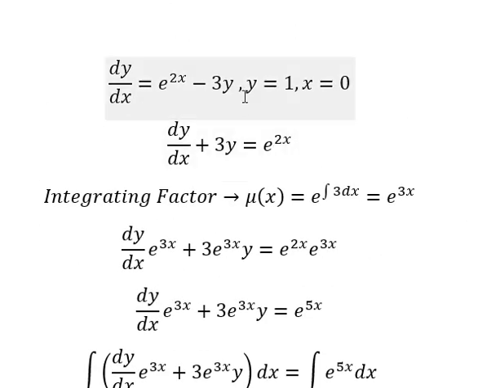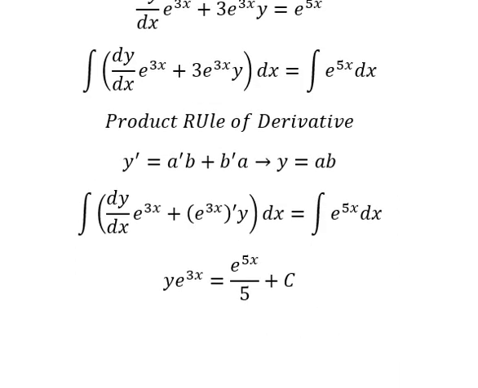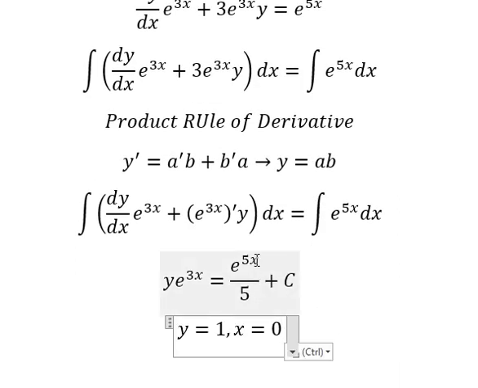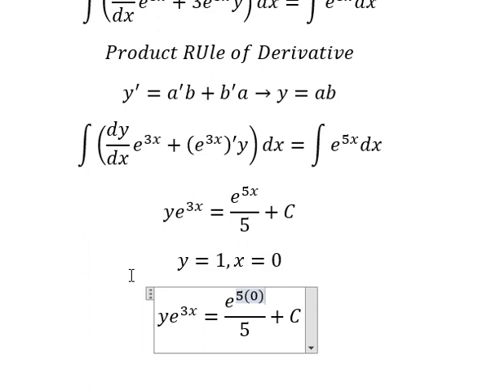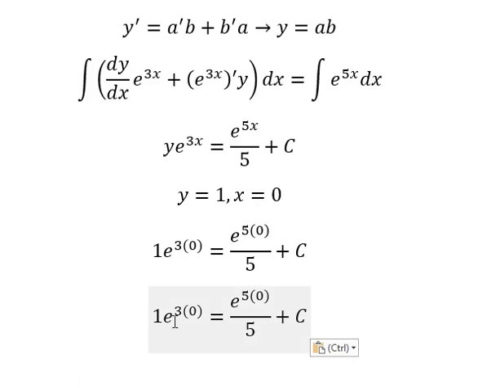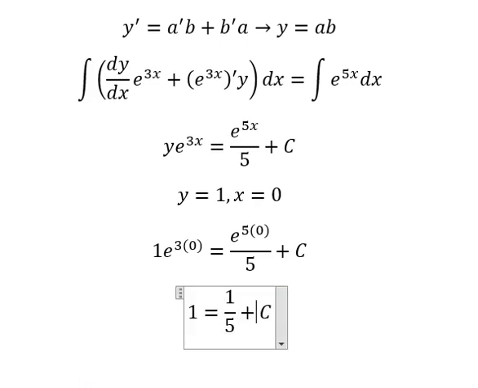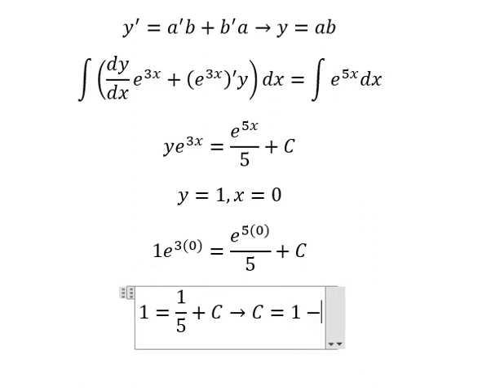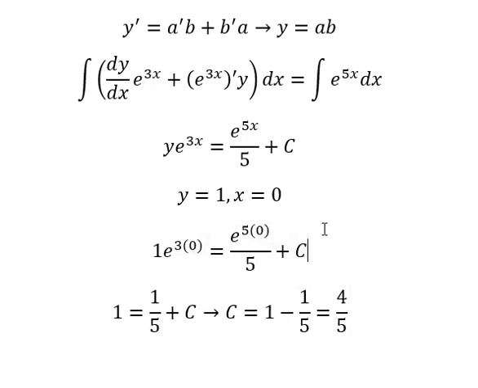Now we have the conditions. So I will put number 0 and number 1 here to find the value of c. This one we have number 1, this one we have 1 over 5, and this one we have 4 over 5 in here.